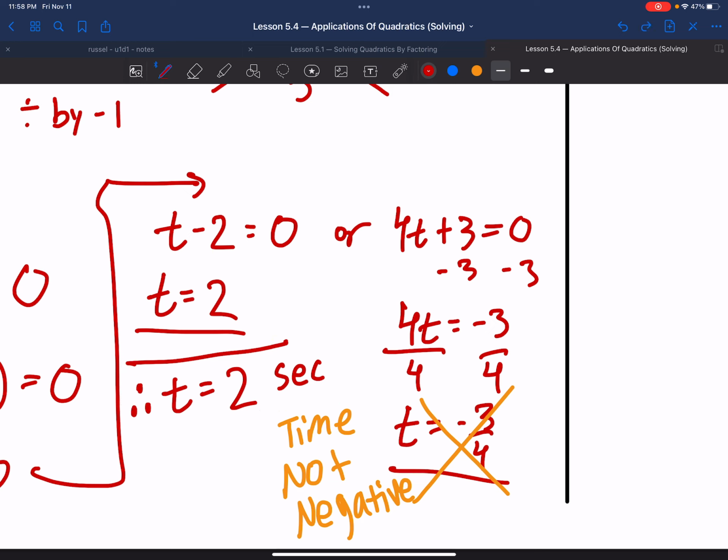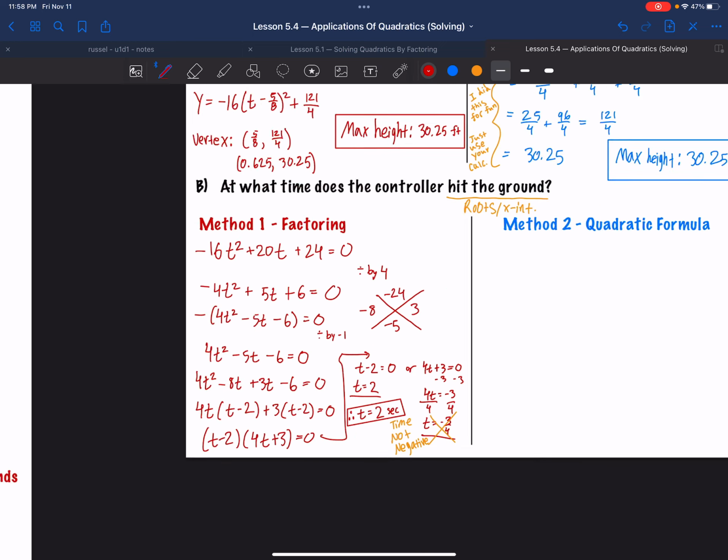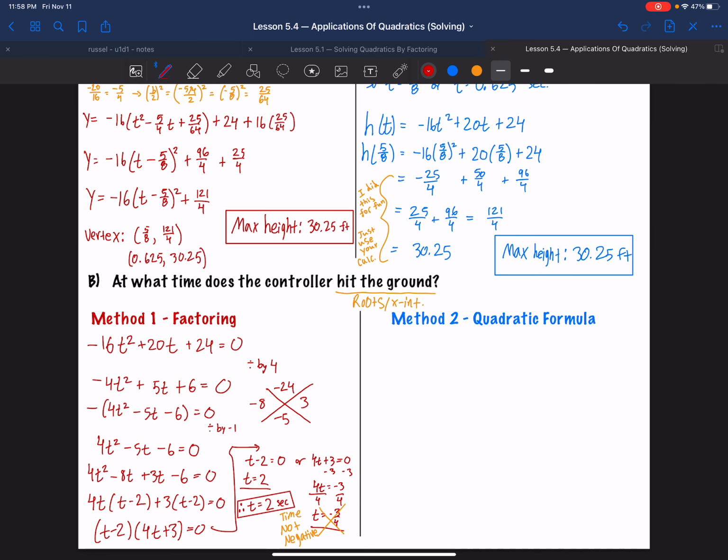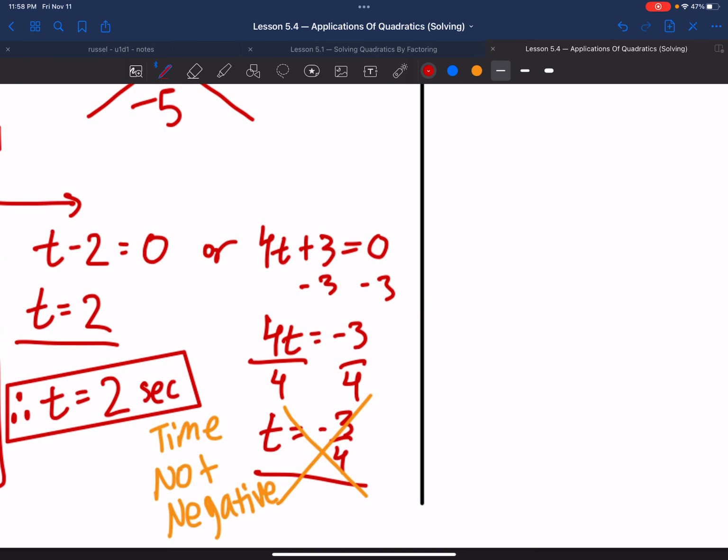Ooh, that was terrible. Hold on, sorry. t equals 2 seconds. Box it. All right, whatever. It'll just have to fit in there. Okay?